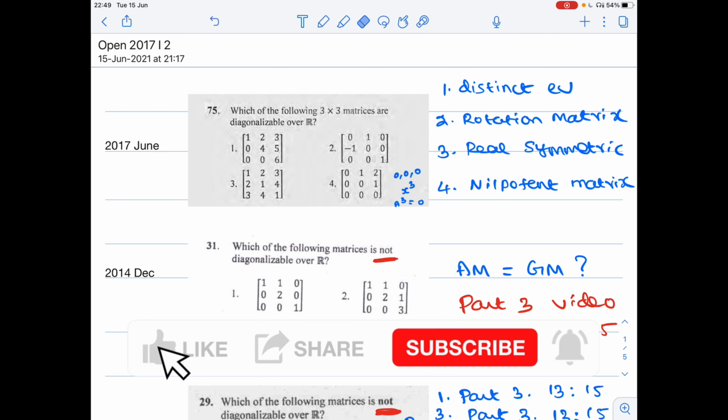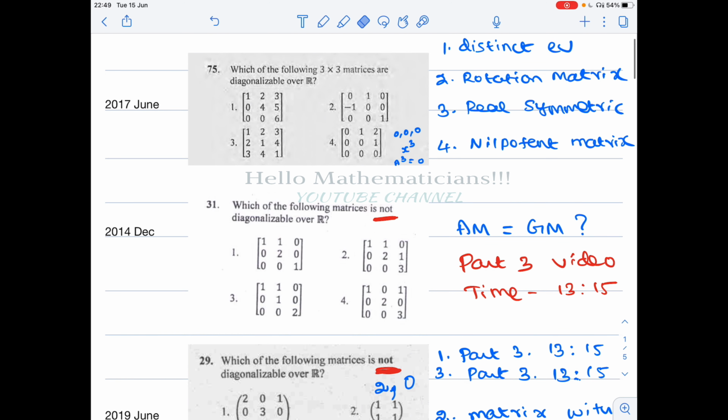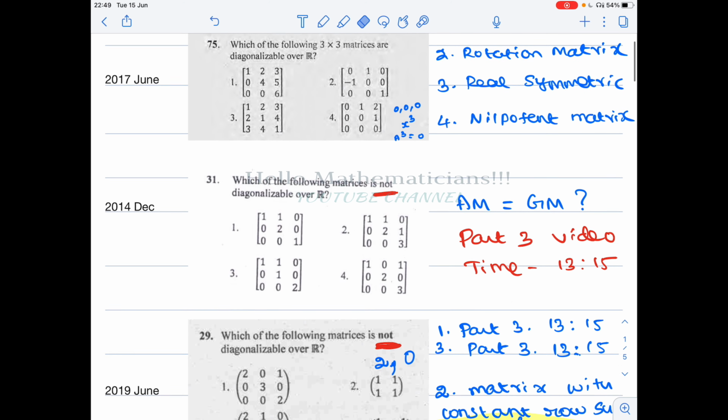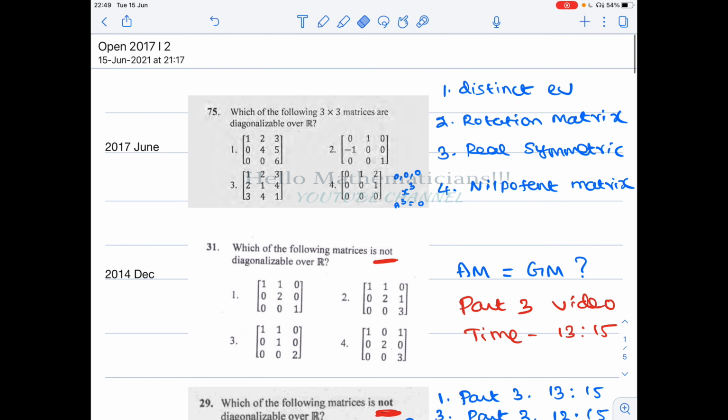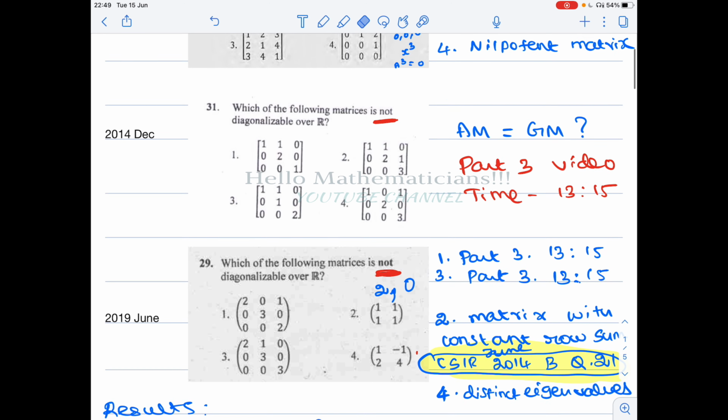Mathematicians. So in the last three videos, we were seeing various results regarding diagonalizable matrices. Now, we collect various diagonalizability-related problems from the CSIR exam and try to solve them one by one. Okay. Now, if you look here, we are first going to do these three problems. If you look at these three problems, they are very similar problems.